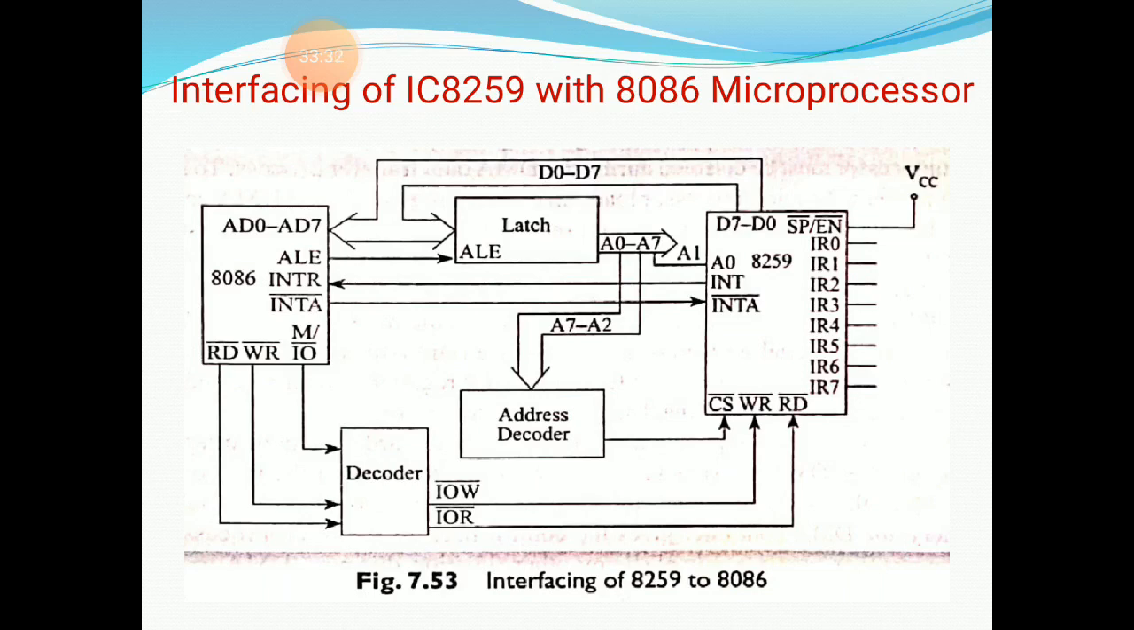The address decoder generates the chip select signal and gives it to the CS bar of the 8259, and other signals of the 8086, M by IO bar, RD bar and WR bar, are given to the decoder. The decoder decodes the 3 signals and generates 2 IO control signals, IOW bar and IOR bar. These 2 signals are given to the read and write signals of the 8259. So this is about the interfacing of the 8259 with the 8086 microprocessor.